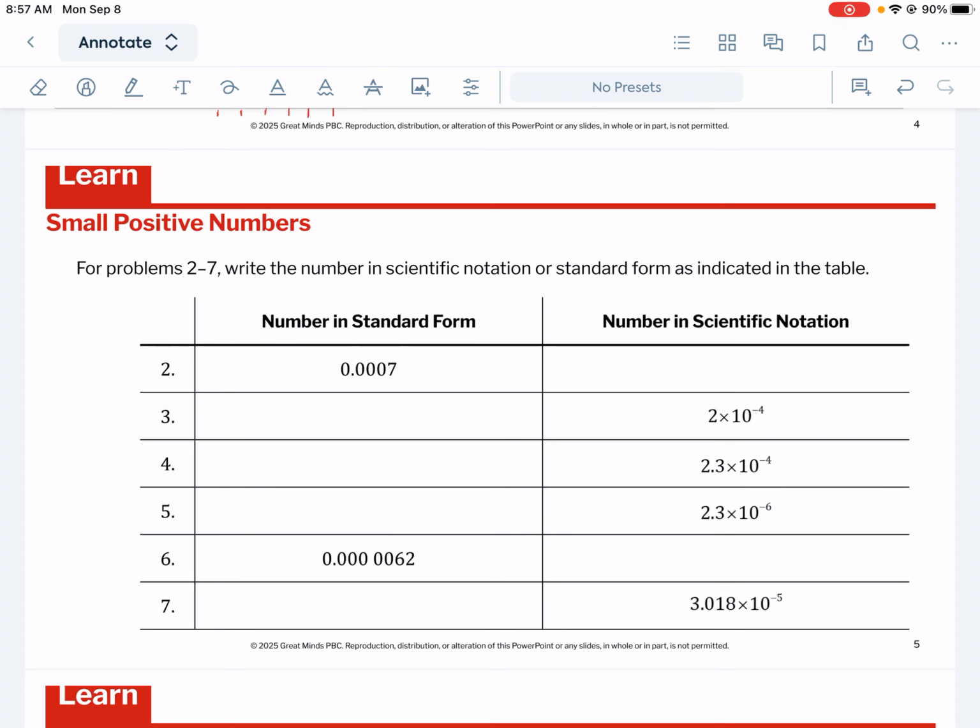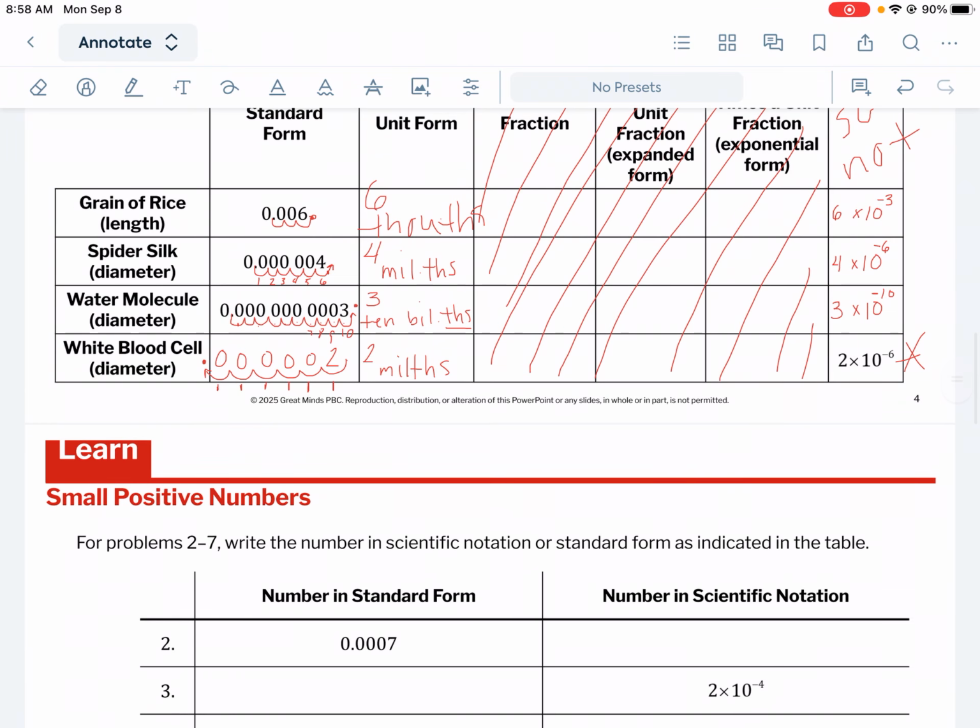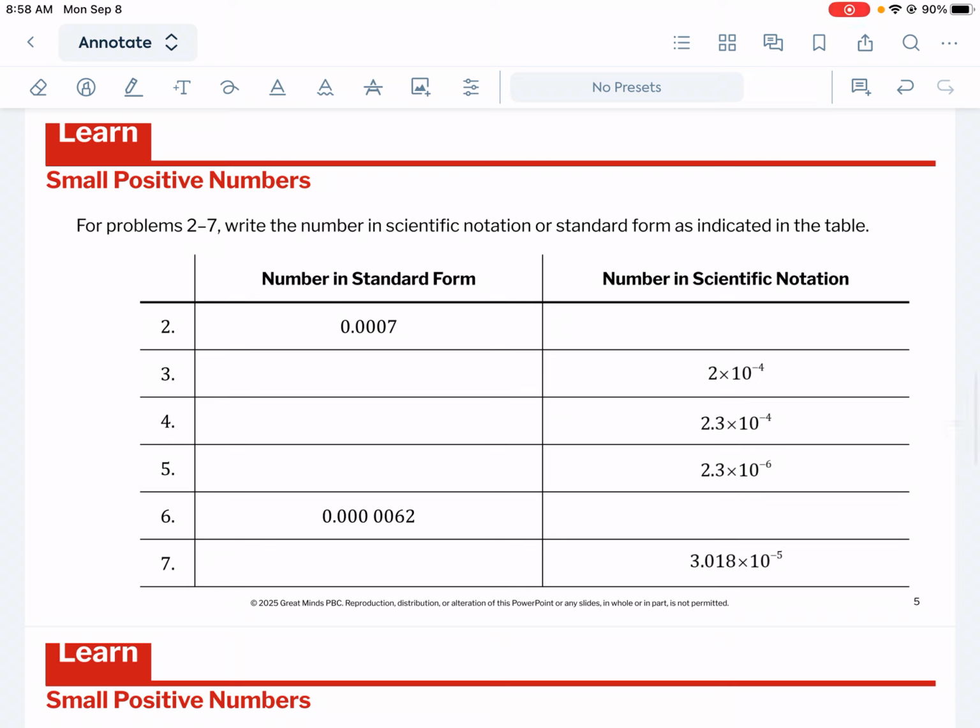Here, we're going to take a couple decimal numbers for number 2 and number 6 and put it into scientific notation. Then for 3, 4, 5, and 7, we're going to take a few of these numbers out of scientific notation, kind of like how we just did for this white blood cell here, and put it back into standard form. I'm only going to do a couple of those for you. The other 2, you got it on your own.